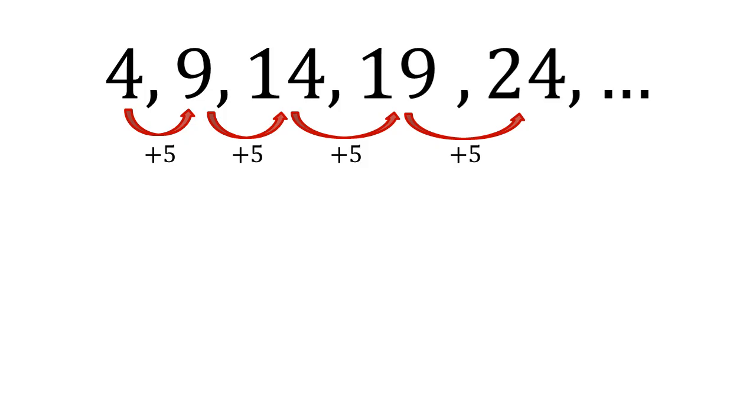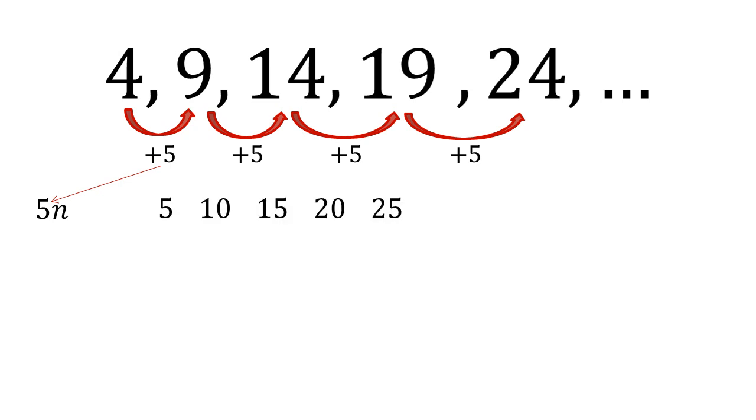Let's try another example. So this time we've got the sequence 4, 9, 14, 19, 24. So again, we're going to compare the difference between each term. So 4 to 9 is plus 5, 9 to 14 is also plus 5, and then the same all the way through. So this plus 5 means our formula is going to start 5n.